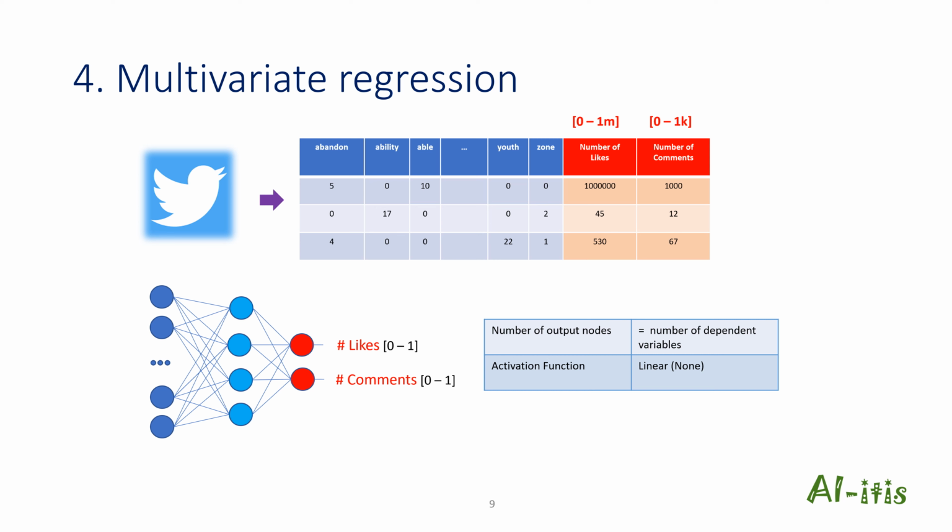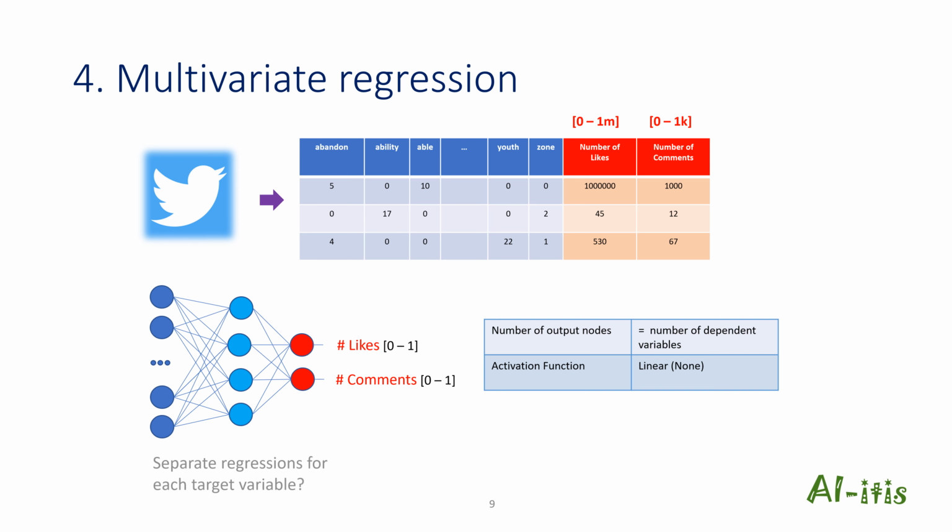Otherwise, if we do not make the scale of our target variables the same, then our model will put most of its effort to learn the number of likes rather than learning to predict the number of comments. But by normalizing our target variables, both target variables will have equal importance to the model.